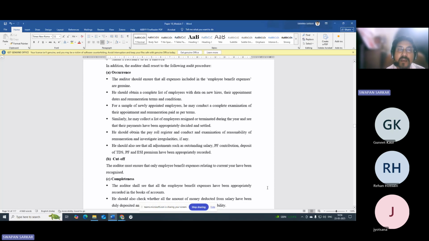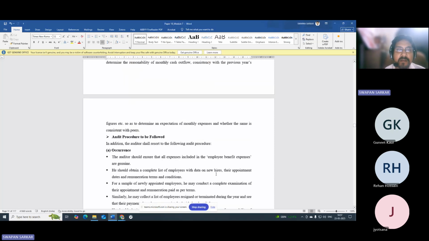Similarly, he may collect a list of employees resigned or terminated during the year and see that their payments have been made appropriately. He should obtain the payroll register and conduct the examination of reasonability of remuneration and investigate irregularity if any. He should also see that all adjustments such as outstanding salary, PF contribution, deposit, etc., have been appropriately recorded.